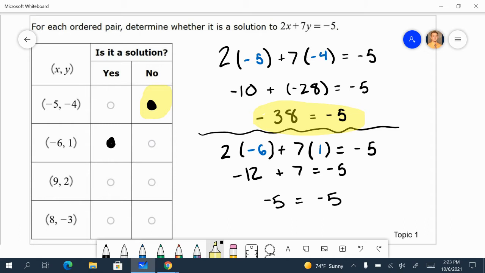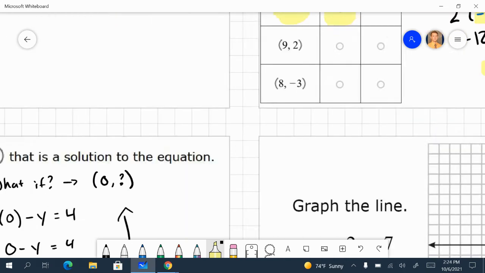When I plugged in negative 6, positive 1, though, like right here and right here, I plugged them in. It turned out to get me negative 5 equals negative 5, which is a true statement. So that's why I put yes for that one. So you're just plugging in the other ones just like I did. Pause the video, use my template, and you'll be able to solve those.